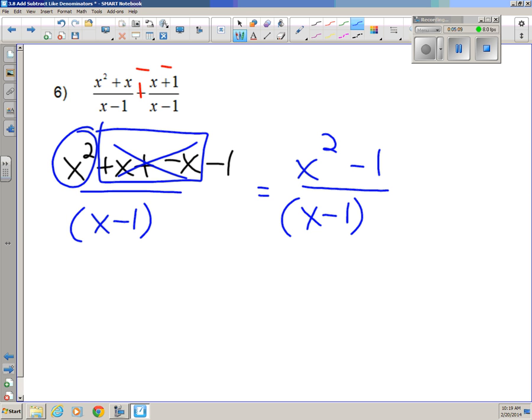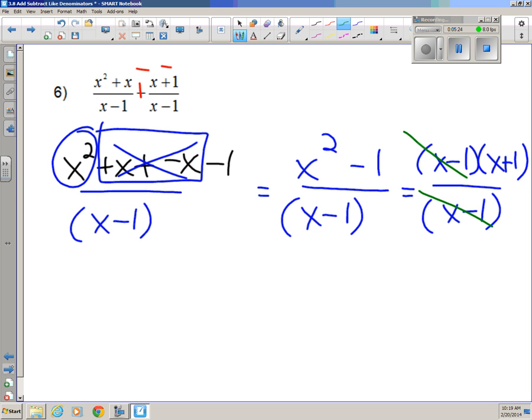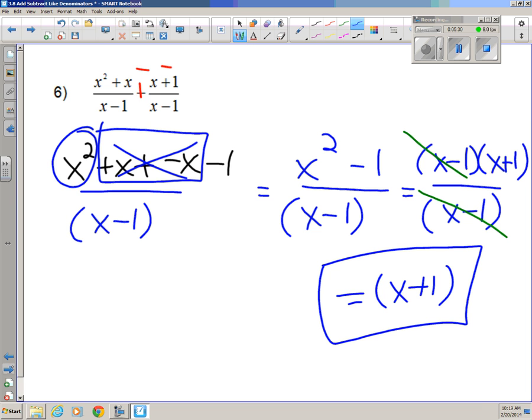You should look up top and say, wait a second, that looks like a difference of squares problem. They're both perfect squares. I can factor the numerator: x minus 1, x plus 1. My common denominator just gets carried over from one fraction to the next. And now I can actually cancel out those binomial factors. Your final answer, x plus 1.